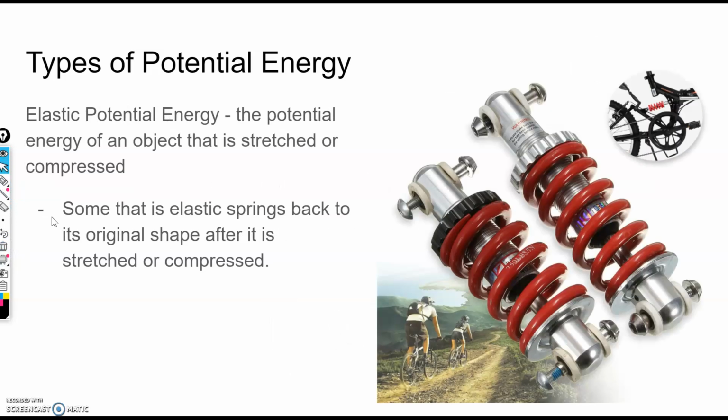We also have elastic potential energy. Okay. This is the potential energy of an object that is stretched or compressed. And the most basic thing you guys have seen before is shocks, right? Shocks in bicycles, shocks in cars, right? That's elastic potential energy, which is the potential energy of an object that is stretched or compressed. So when it's compressed, it's storing potential energy. When it's released, it's using it and it's going back and forth. And we know about these elastic springs. They spring back to their original shape after being stretched or compressed. So that's why they're able to store that potential energy, because they can go back to their original shape all the time. If they didn't, they wouldn't do their job of being elastic and working for the purpose we want them to.